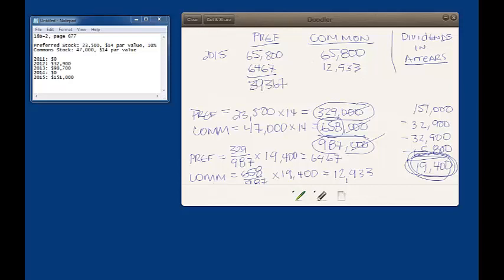So to get our grand totals, we just add them together. 39,367 and 78,733. Now if I were to add these two numbers, it would equal 151,000, which is how much I had to distribute.